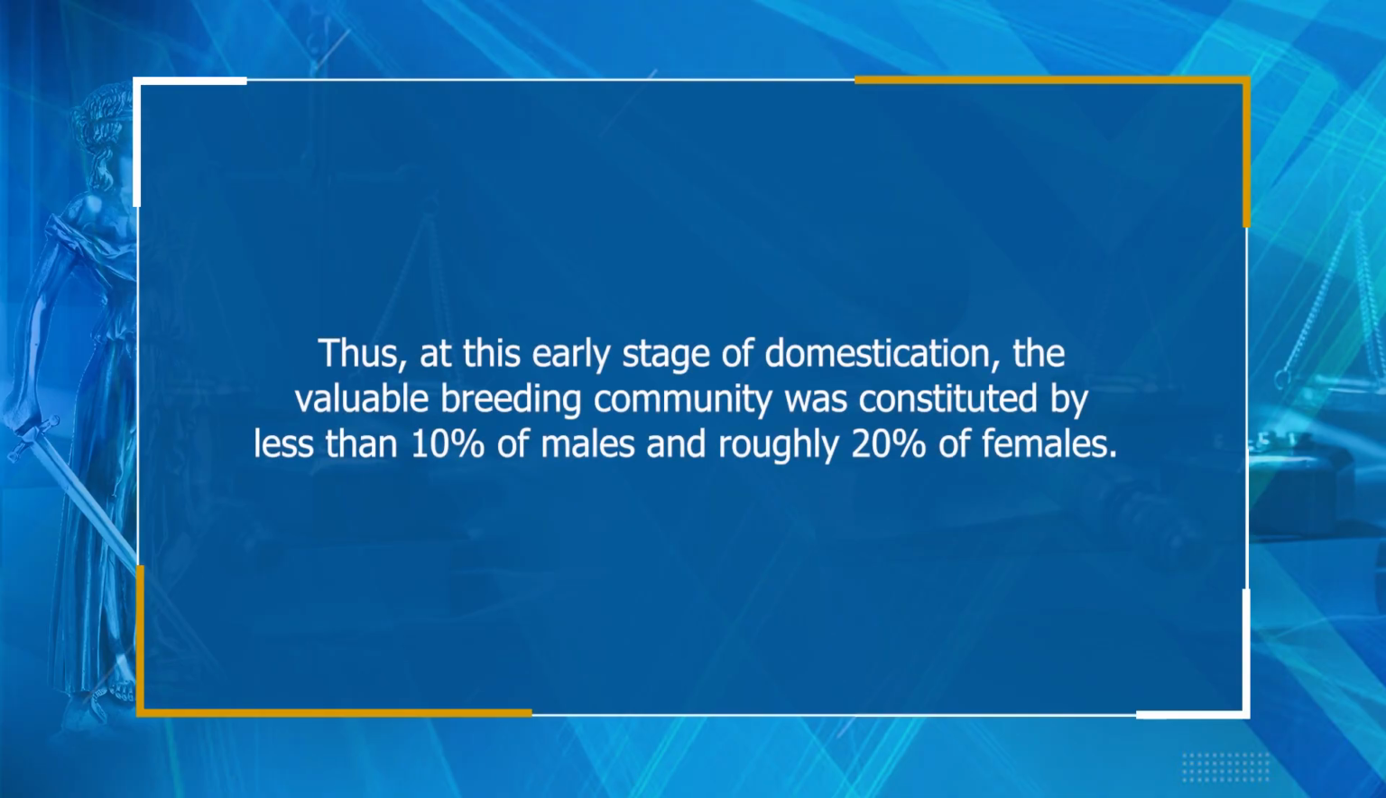Nevertheless, castration of bulls, bucks, and boars was introduced mostly at a young stage, removing natural selection, allowing for a certain type of primitive breeding selection, according to Baconi. He further elaborates, noting that young females were not slaughtered, whereas two-thirds of men were. After being used once for lambing, females were slaughtered at the sub-adult stage, and one-fourth of the males were also killed at this time. Thus, at this early stage of domestication, the valuable breeding community was constituted by less than 10% of males and roughly 20% of females.